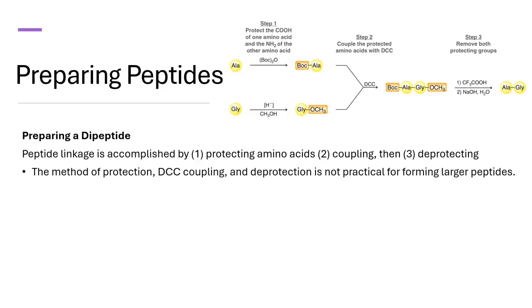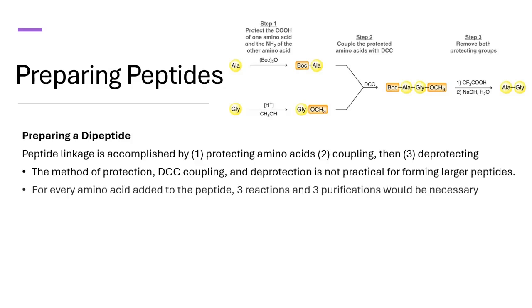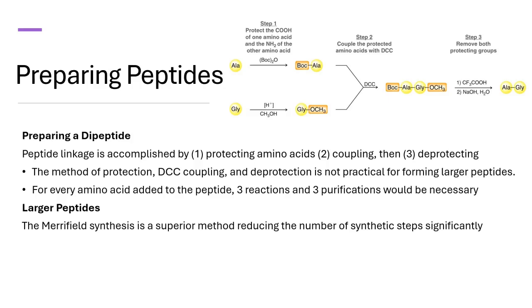Larger peptides. The Merrifield synthesis is a superior method, reducing the number of synthetic steps significantly. The peptide is tethered to an insoluble polymer. This is called solid-phase peptide synthesis, or SPPS.